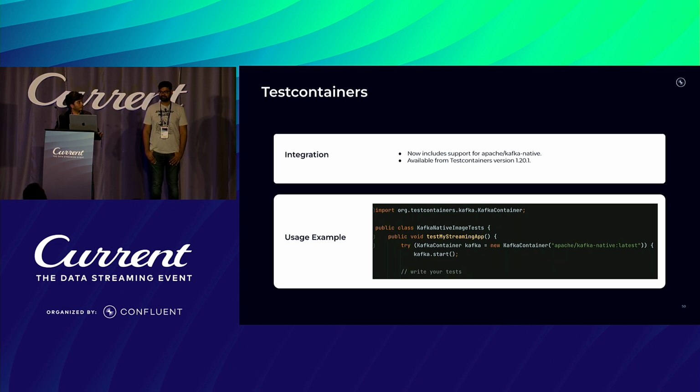Here's a sample code showing how we can make use of this Docker image using Testcontainers. Just import the package, instantiate the Kafka container using this image, and start it. And we can write our test.